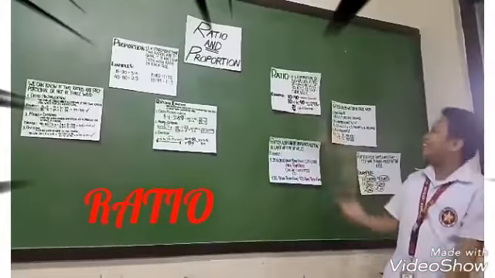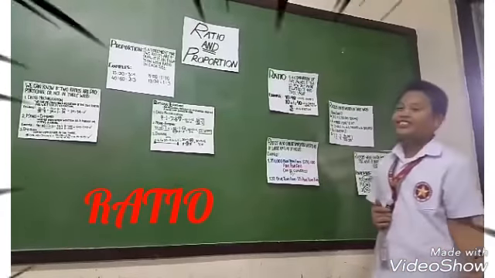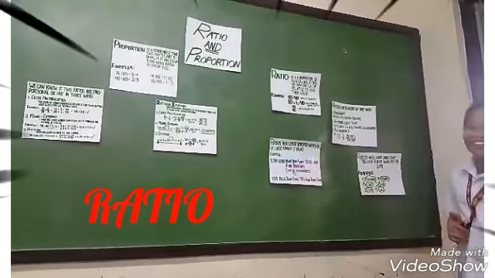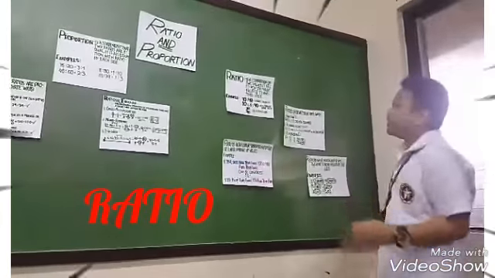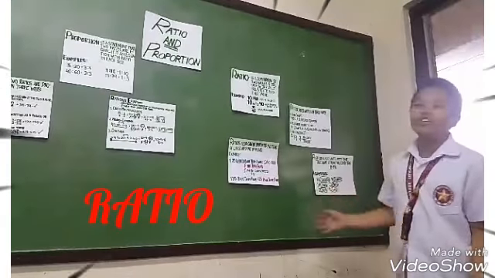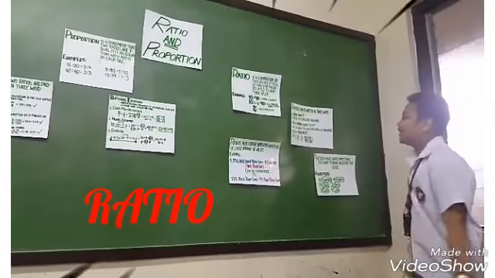Ratio: the comparison of two values. It tells us how one value is related to another value. Ratios can be written in three ways: using a colon, as a phrase, or as a fraction.